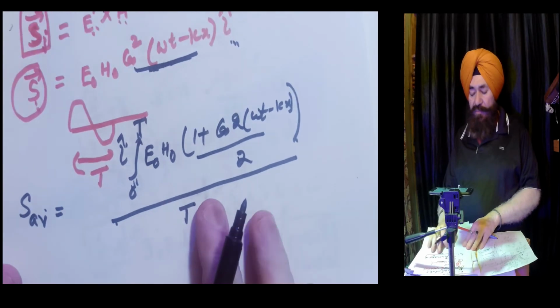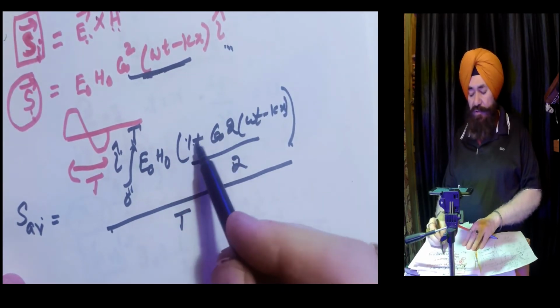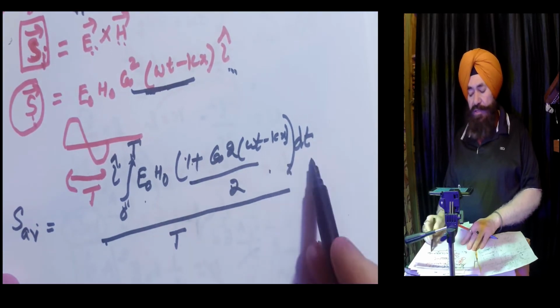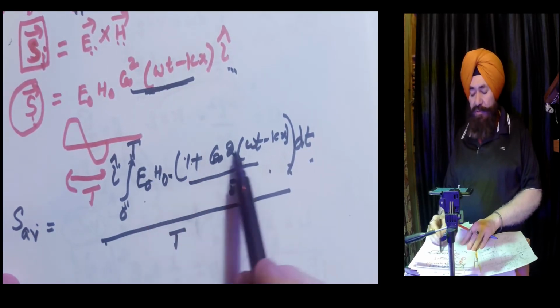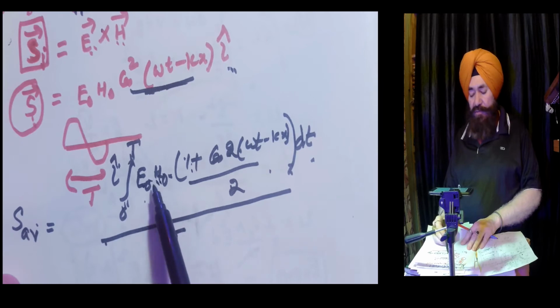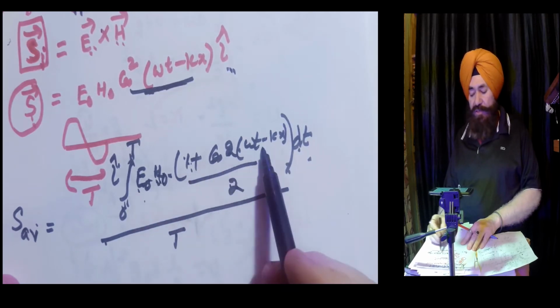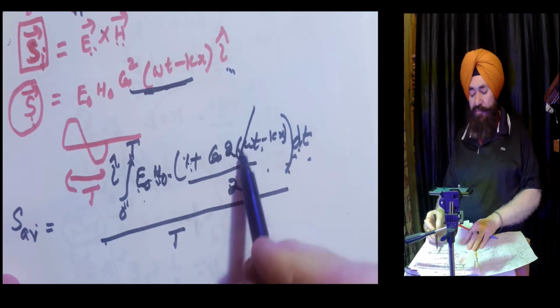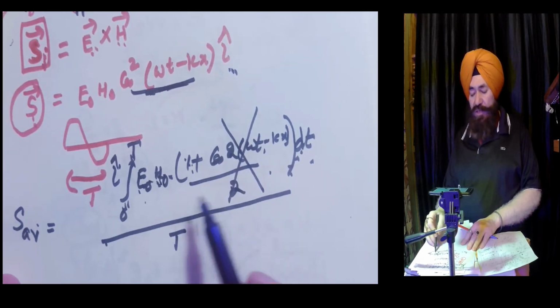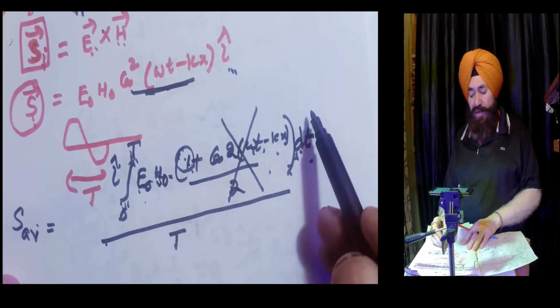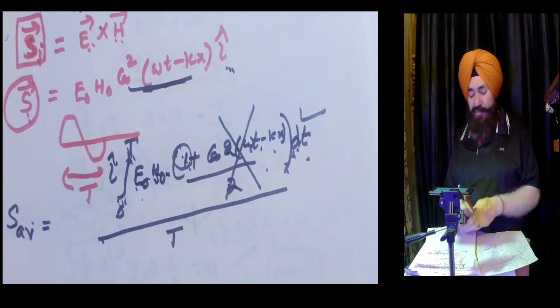Now it becomes the integration with respect to time. When you open this bracket, there will be two factors: E naught H naught 1 upon 2 into dt, and E naught H naught cos 2 theta upon 2 into dt. But the cos 2 theta factor, integrated over one cycle from 0 to T, becomes 0. So we are left with only this term. So that becomes simple then.